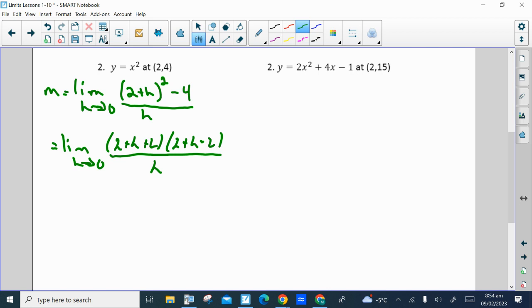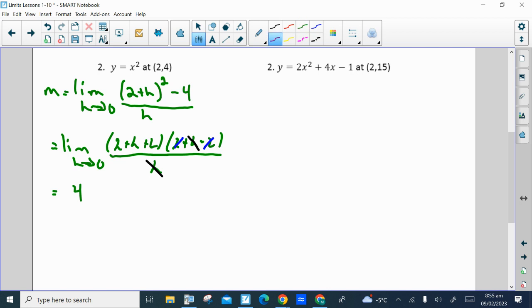So that second factor on top, the 2's will cancel. Right? 2 minus 2 cancels, so you're just left with a factor of h, and that will cancel with the h on the bottom. So now we will have the limit as h approaches 0 of h plus 4, because that's all we have left on top, which is 4 when h is 0. So that's the same slope that we got when we did it using that first limit formula. Same slope, I should say.